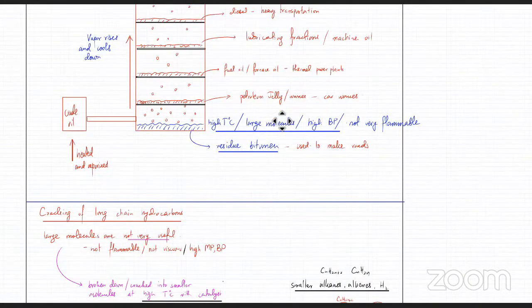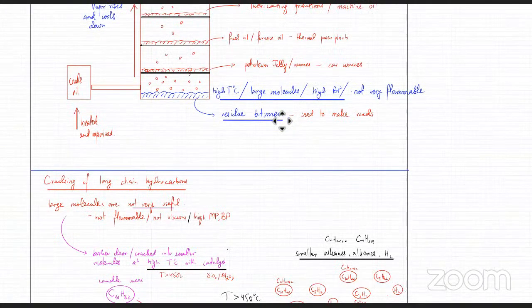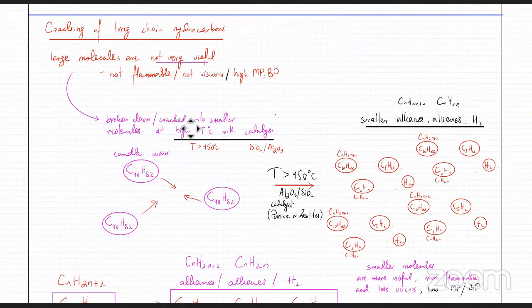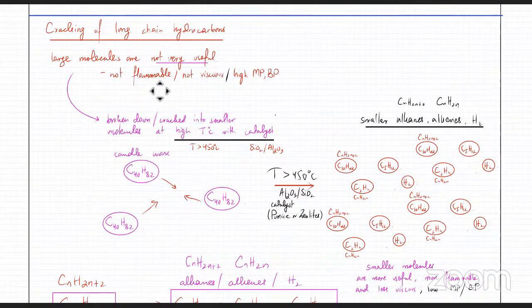The number one purpose of petroleum is combustion. So large molecules are not very useful. They're not flammable. They're viscous, thick, sticky. Tar, which is used for roads, the bitumen, is very sticky. So what you do is, under high pressure and high temperature, you break them into smaller chains. The molecule literally cracks into smaller molecules. Clear idea?